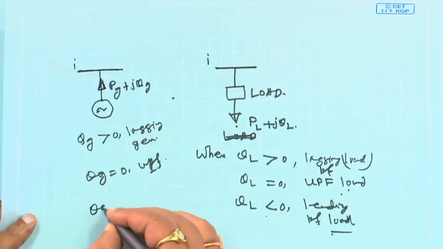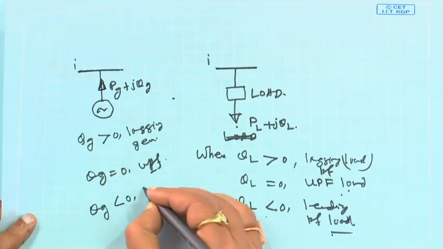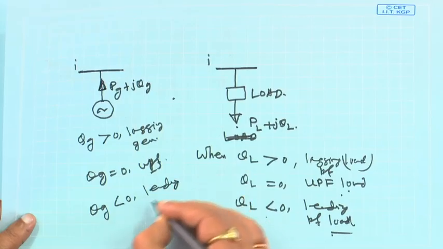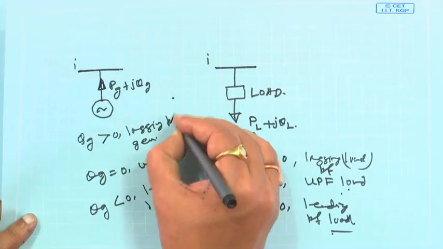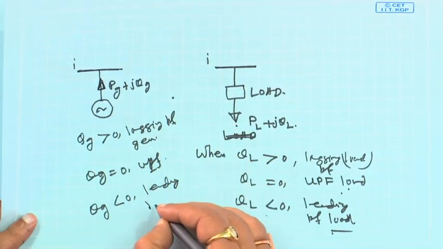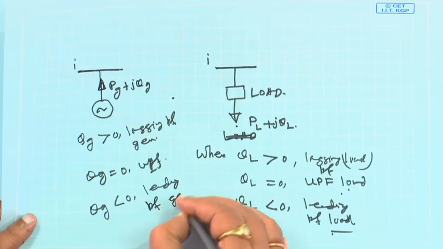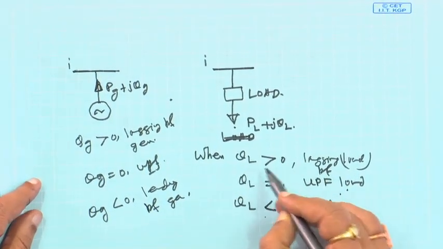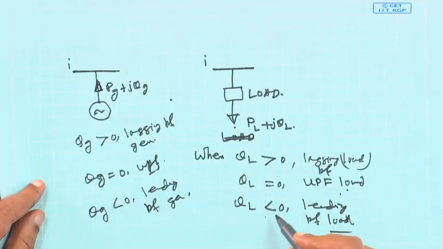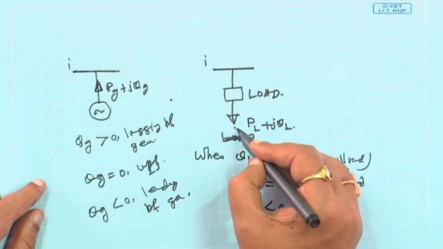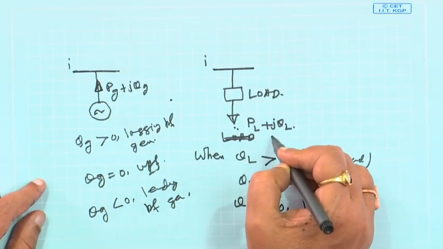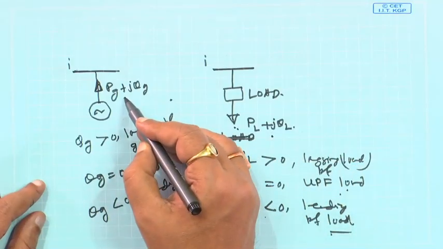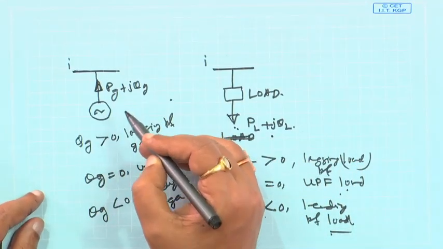Similarly, when QG is negative, it is leading power factor generation. So lagging, unity, and leading power factor generation. Both cases are the same; only in the case of load it is absorbing power, and in the case of generation it is injecting power, supplying power to the network.